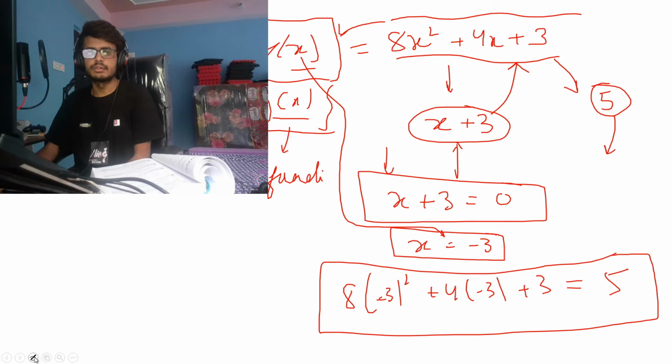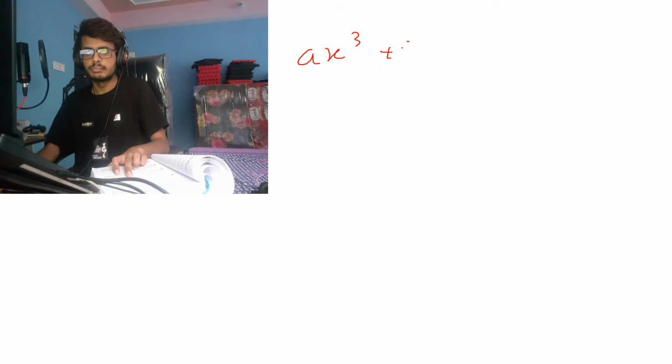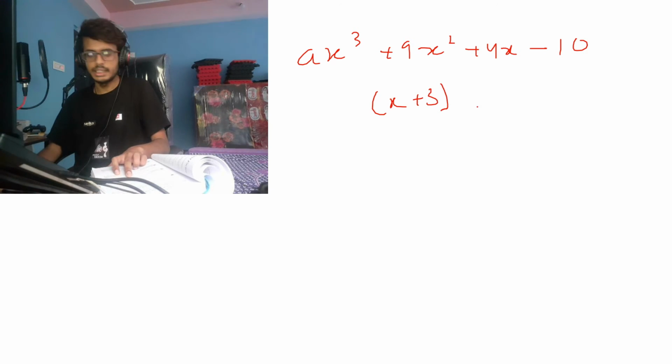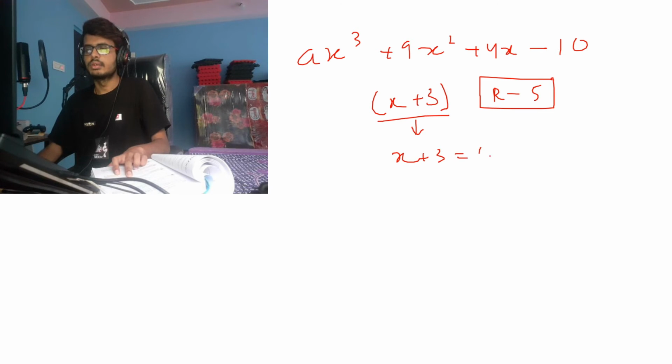So I'll give you one more example. I have the same question that I showed you previously. I have ax cube plus 9x square plus 4x minus 10. Now I'm dividing this with x plus 3, and it's given in the question that it gives a remainder of 5, right? So I equate this to 0. So x plus 3 will be equal to 0, which means x will be equal to minus 3. So you get the value of x as minus 3.